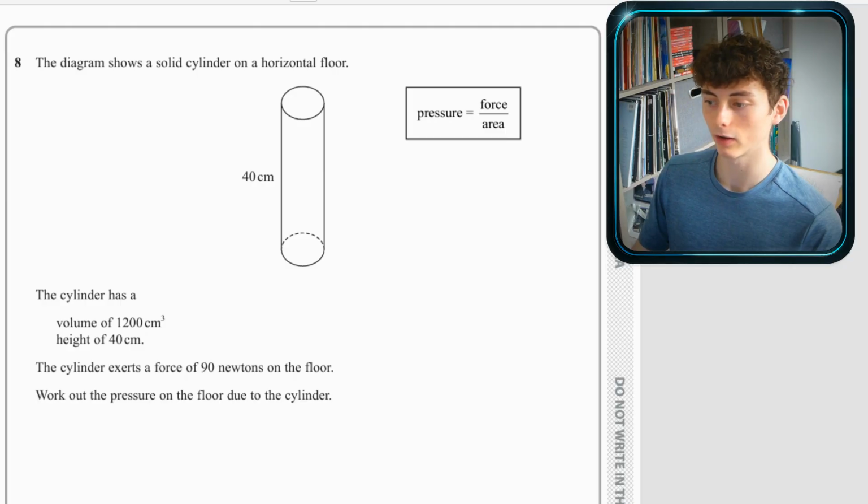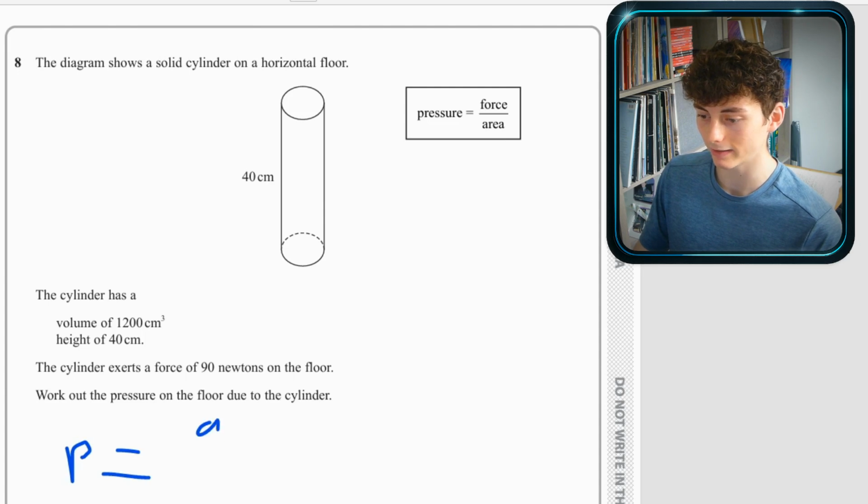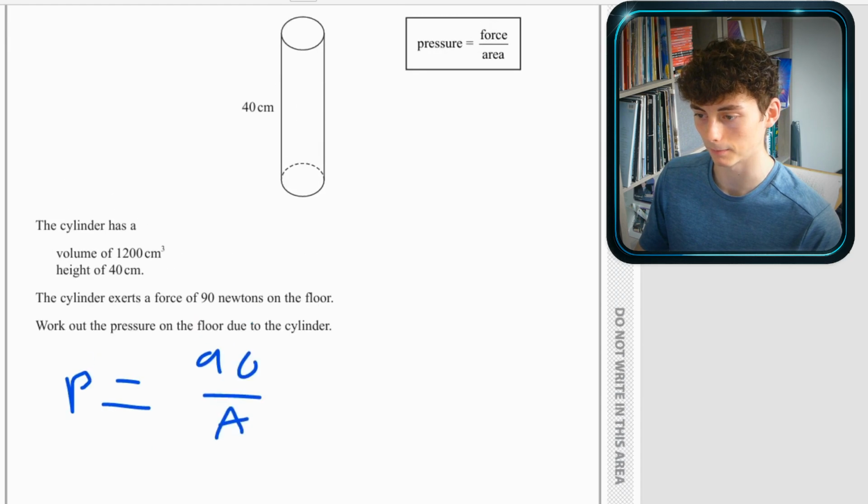So we've got the pressure equation with force over area. It's told us that the cylinder exerts a force of 90 newtons, so we can already substitute that into the equation. The pressure, use P for pressure, equals 90 over the area. Area is A. If we want to calculate the pressure, we'll need to find the area.